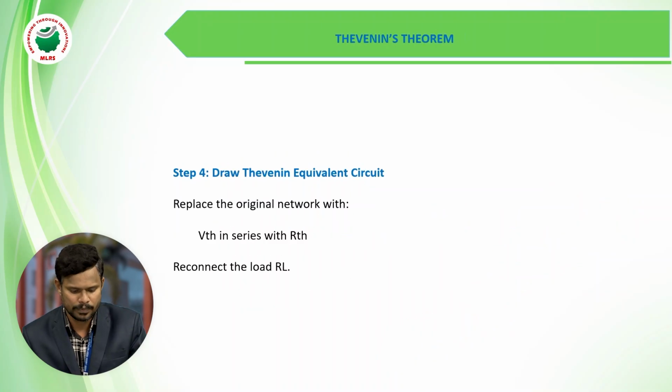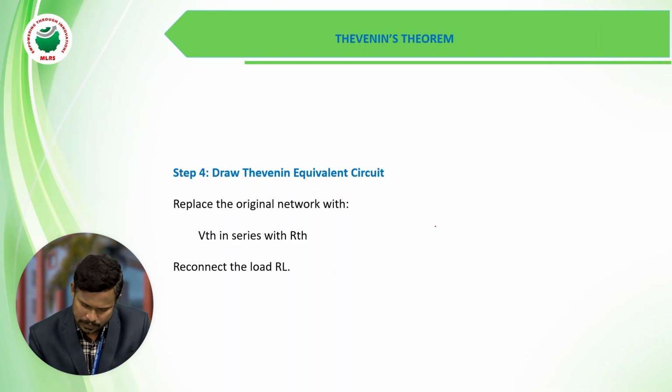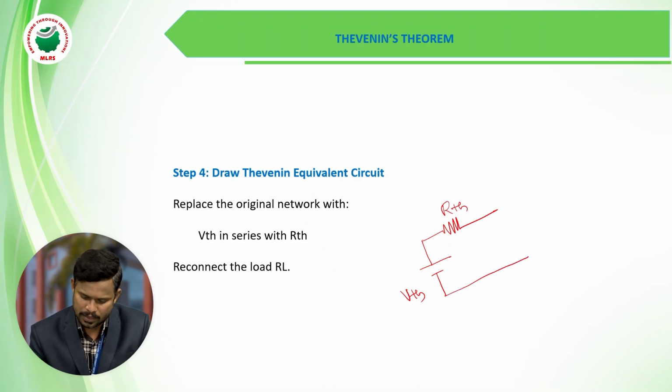Then step number 4, draw the Thevenin's equivalent circuit with the combination of Thevenin's voltage and Thevenin's resistor connected in series. This value is VTH, that is the equivalent voltage source, and the resistor connected in series is the Thevenin's equivalent resistor. So this circuit is called Thevenin's equivalent circuit.